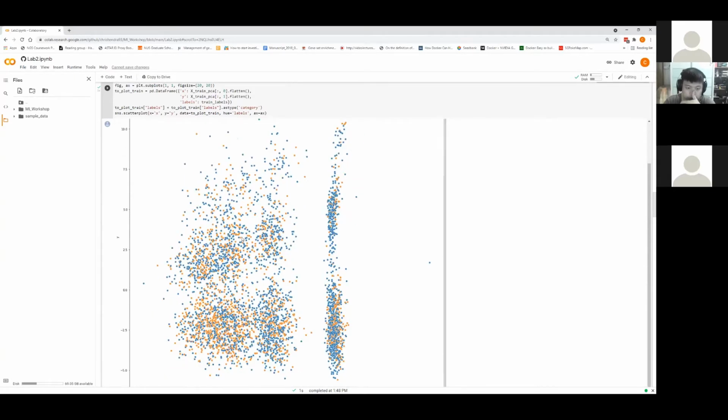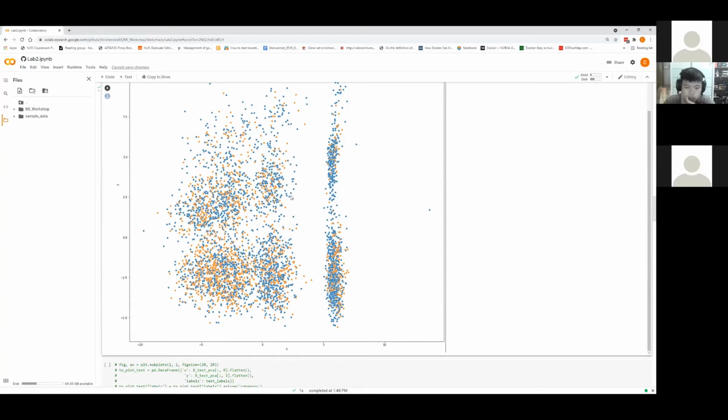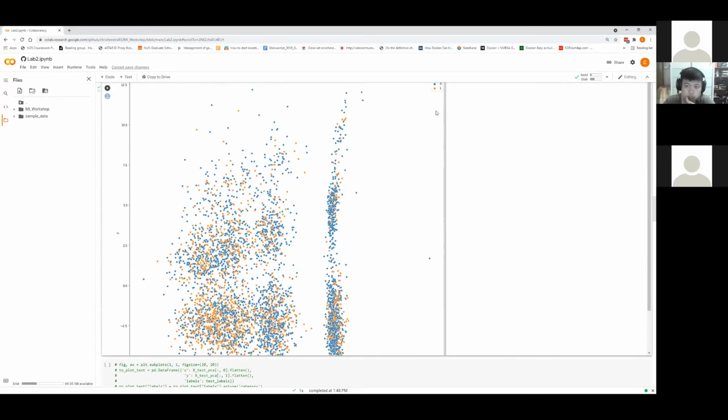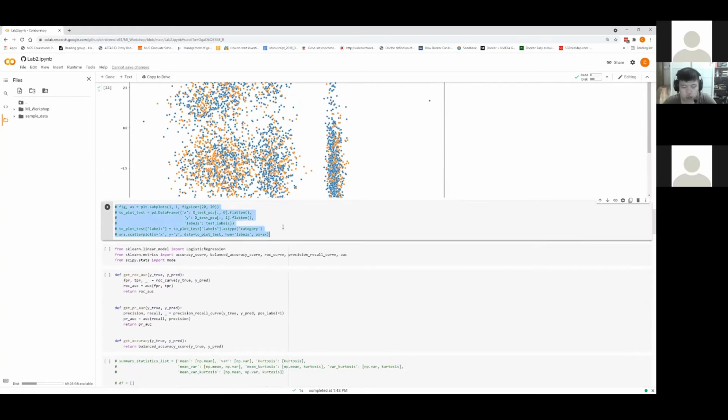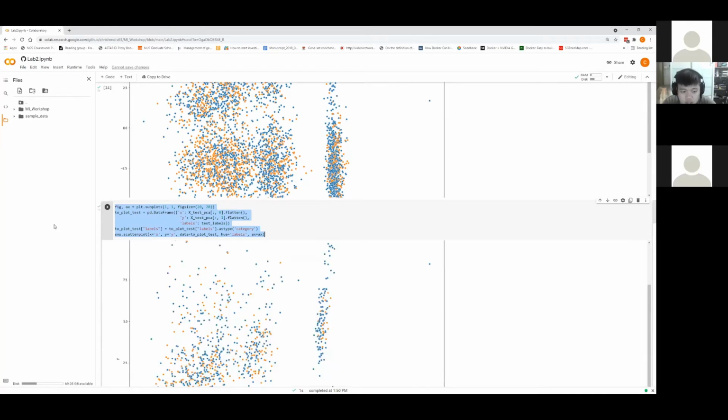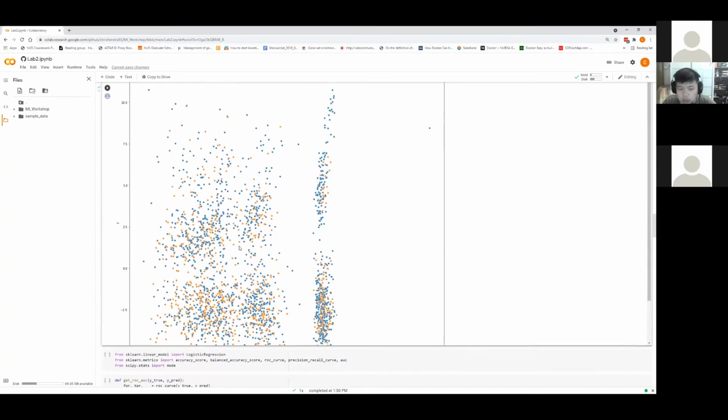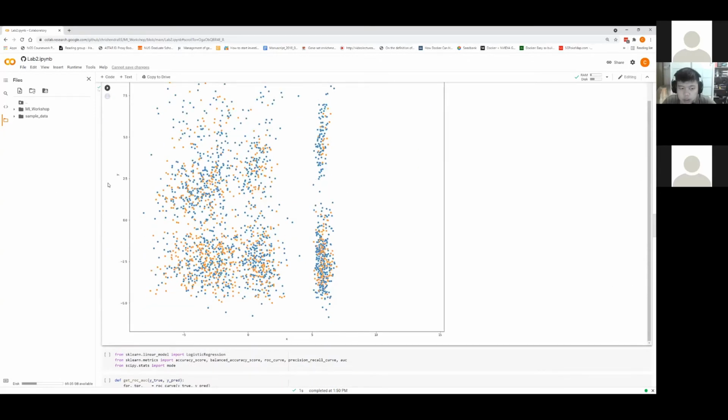So if you see, this is not really represented well. As you can see, the orange points are interspersed with the blue ones. We don't really see separation between them. And if you run the other code chunk below, which is essentially the same visualization but for the test data, we'll see similar things. They're basically distributed randomly.